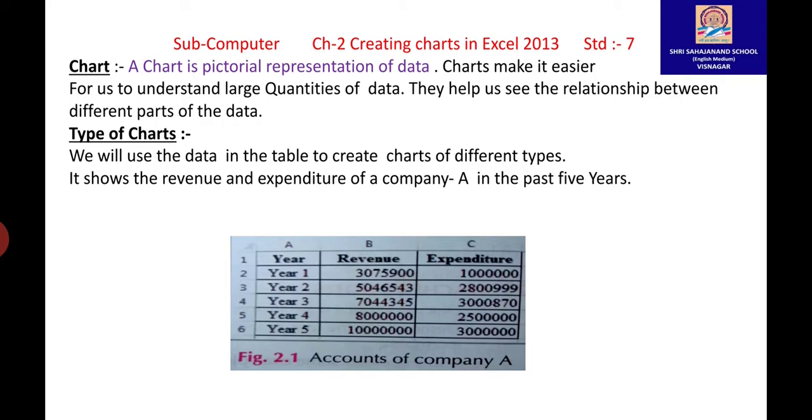So what is meant by a chart? A chart means a pictorial representation of data. Charts make it easier for us to understand a large quantity of data. They help us see the relationship between different parts of the data.